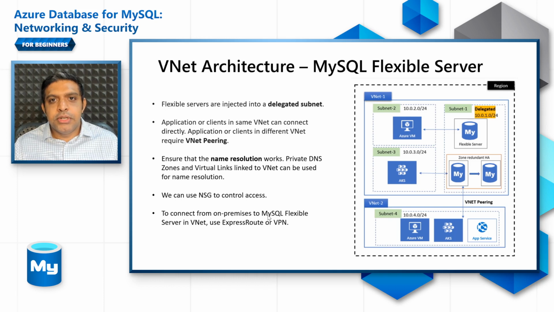For name resolution, we use private DNS zones, which get created, and also the virtual links to link the private DNS zone to the VNet in which your client application is. You can use network security groups to control the access to the Azure Database for MySQL flexible server's VNet. If you are connecting from on-premises, then you can use either ExpressRoute or VPN to connect to the VNet in which the Azure Database for MySQL Server is hosted.